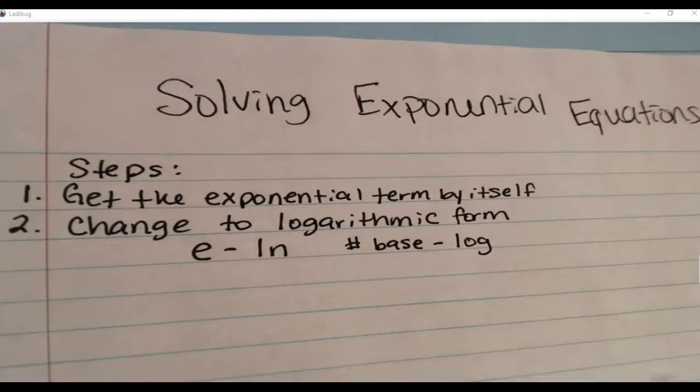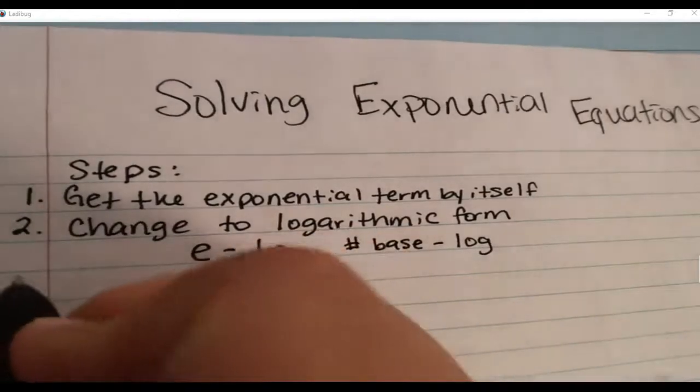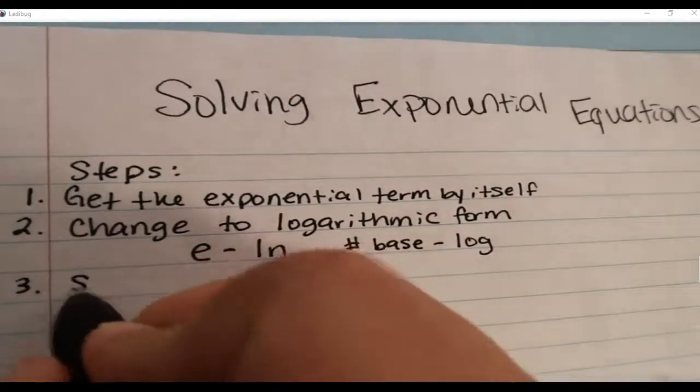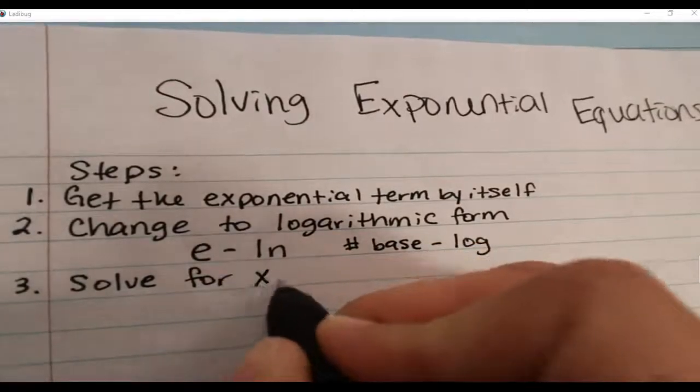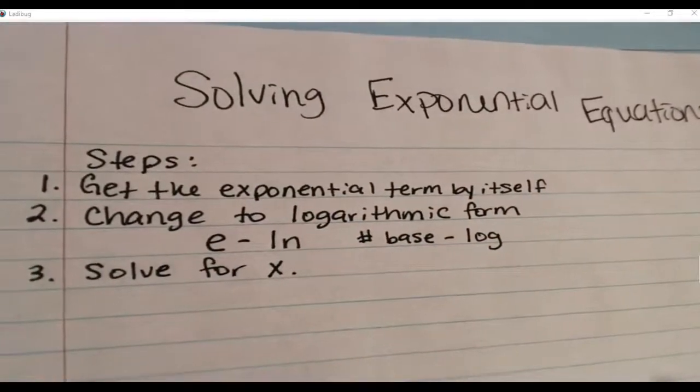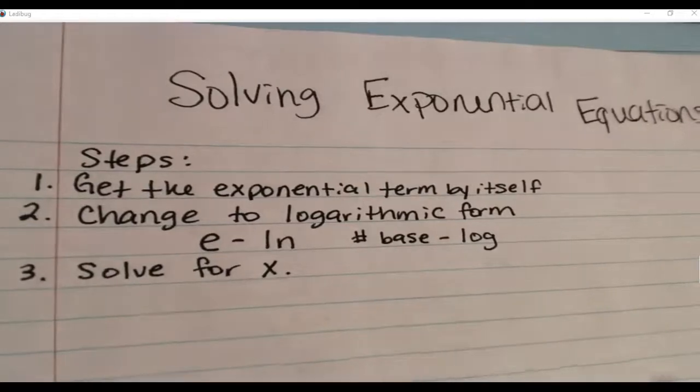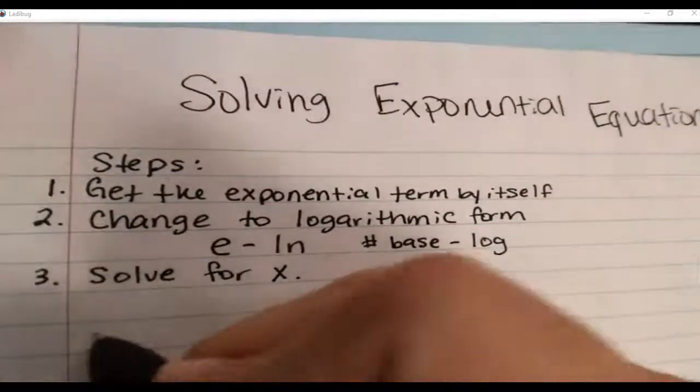And then sometimes you'll be done at this step, but that all depends on the x. So the last thing that you do is solve for x, if you have to. You won't always, but if you do. All right, let's do it.